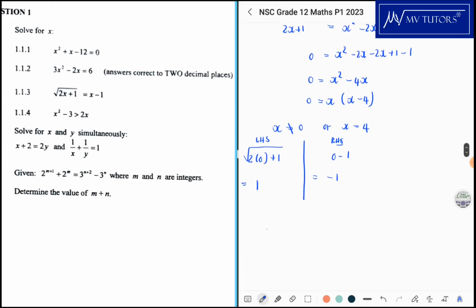Now let's try 4. So we have root of 2 times 4 plus 1, and we have 4 minus 1. So 2 times 4 is 8, 8 plus 1 is 9. The square root of 9 is plus or minus 3, but let's just stick to the positive side. And then on the right hand side, 4 minus 1 is 3. So I would say yes, x is equal to 4, but x is not equal to 0.